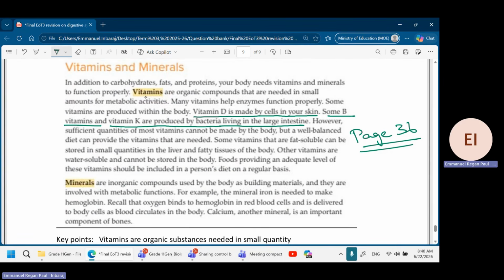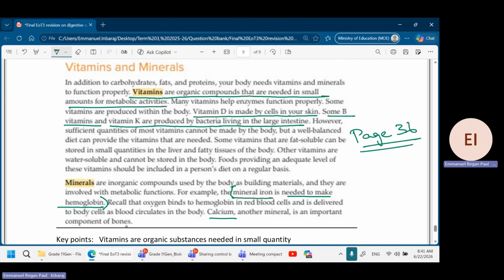What are vitamins? Vitamins are organic compounds needed in small amounts for metabolic activities. Next one, minerals. Here you have to learn two minerals: iron and calcium. What is the function of iron? Iron is needed for making hemoglobin. Hemoglobin is the pigment which is found in the blood.